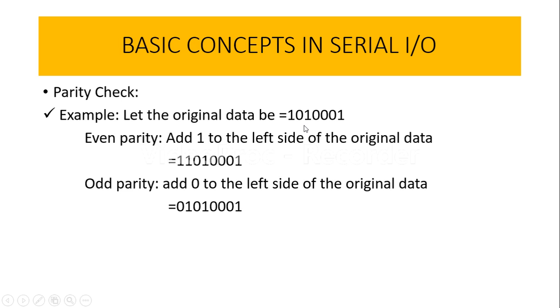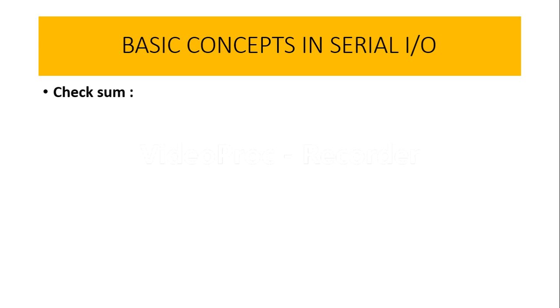And as we know, it is used to check for errors. In particular, when we talk about the 8085 microprocessor, we use the parity flag. This parity flag checks the parity information in each and every character. The next type of error checking method is checksum.